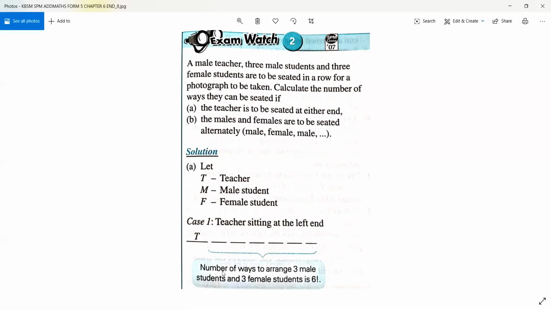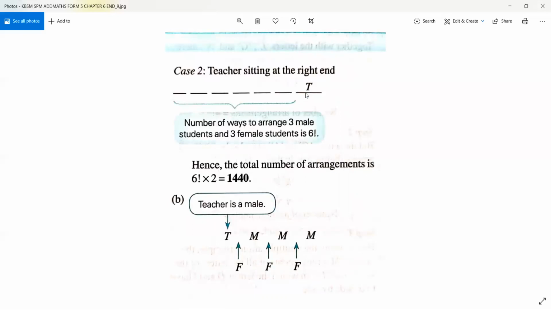So we have 1, 2, 3, 4, 5, 6. Okay, so the number of ways to arrange 3 males and 3 females, okay, is 6 factorial. Okay, if we put again the teacher sitting at the right end, the students you arrange at the front here, also 3 male students and 3 female students. So it's still 6 factorial. So now we have 2 sets of 6 factorial. So it's 1,440.